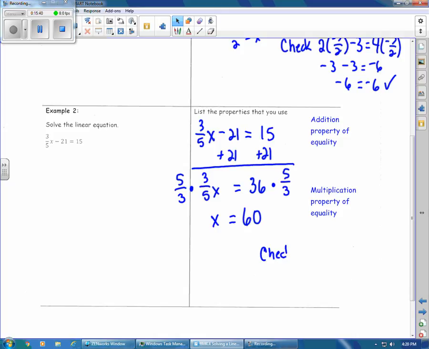Those of you that are saying, do I have to check my work? Yes. Why would you not want to make sure that you have the right answer? Minus 21 equals 15.